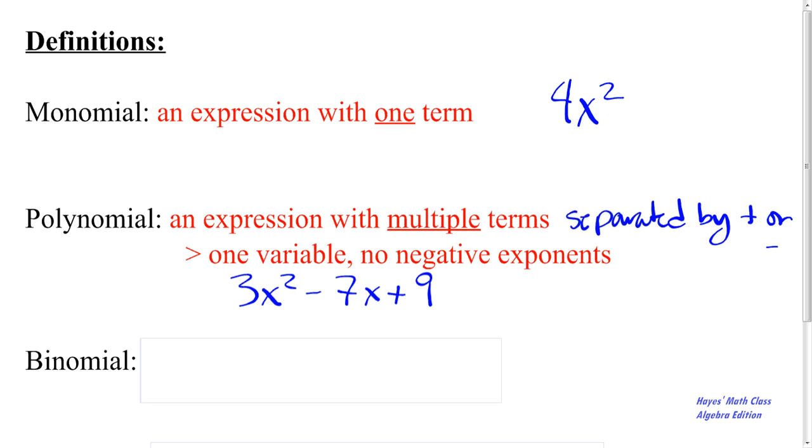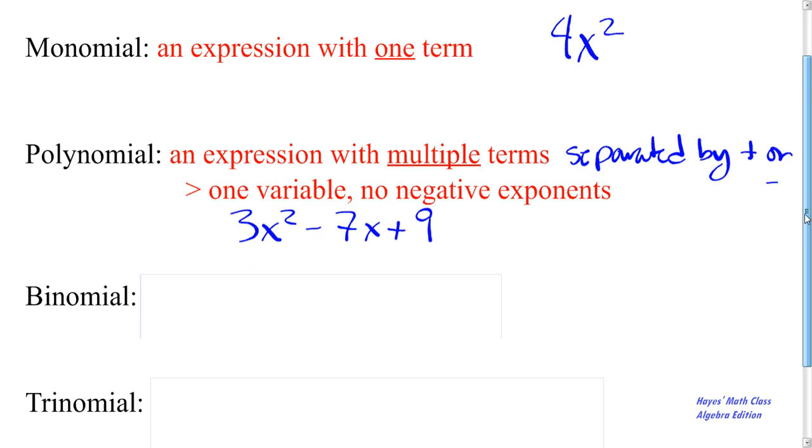Technically, remember now, even though 9 doesn't have a variable, technically it has x to the 0 there, because x to the 0 is 1. But since mathematicians like to help teenagers be lazy, we don't write it down.